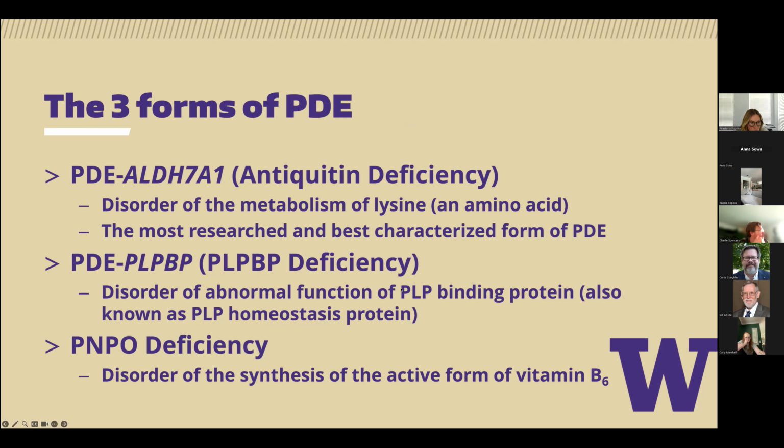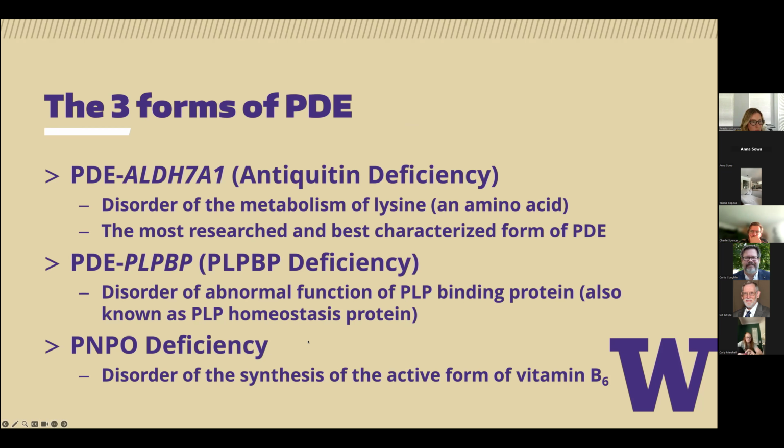That's about all we know at this point, but we know that in this disease, there's a deficiency of that binding protein, and that's what leads to the neurological problems in these children. I should also note that this is also known in some publications as PLP homeostasis protein, so there can be a little bit of confusion when you're reading about this.